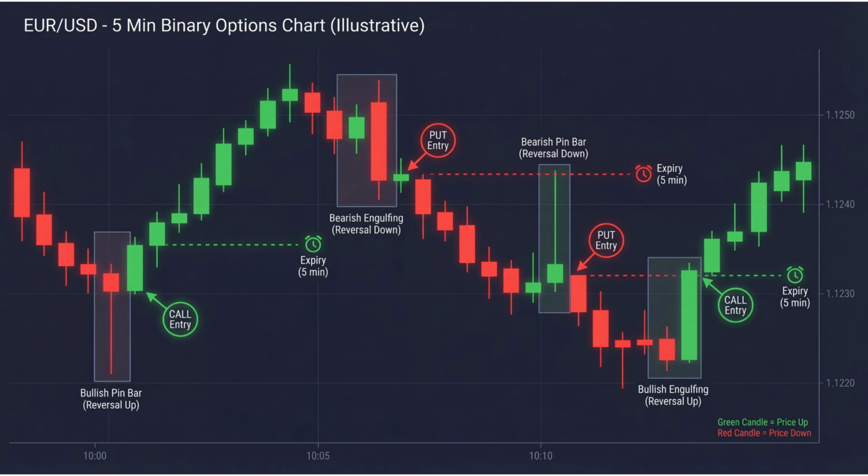The chart highlights multiple examples where price reacts clearly to these patterns before moving in the expected direction. This strategy relies purely on price action, works best in clean market conditions, and requires patience to wait for strong candle confirmation before placing a trade.